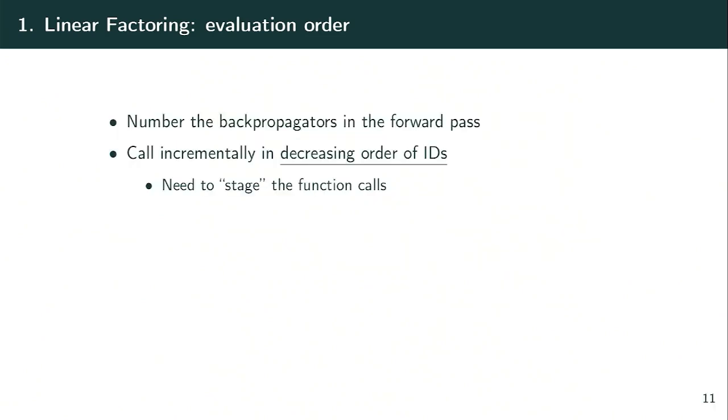So what do we need to do? We need to number the backpropagators in the forward pass so that we can do this. And we need to call them incrementally in decreasing order of IDs to get this to work.